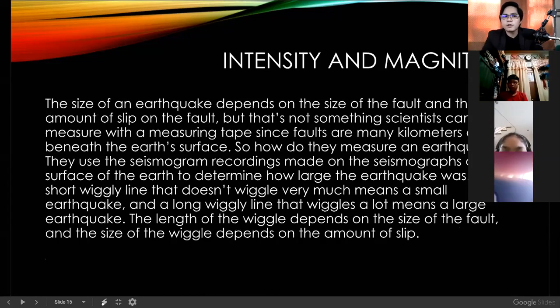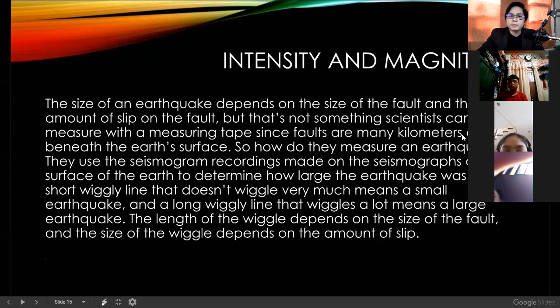So let's move now. Let's focus on the seismic waves, right? Let's tackle intensity and magnitude. What are the differences between intensity and magnitude when you say intensity and when you say magnitude? Okay.